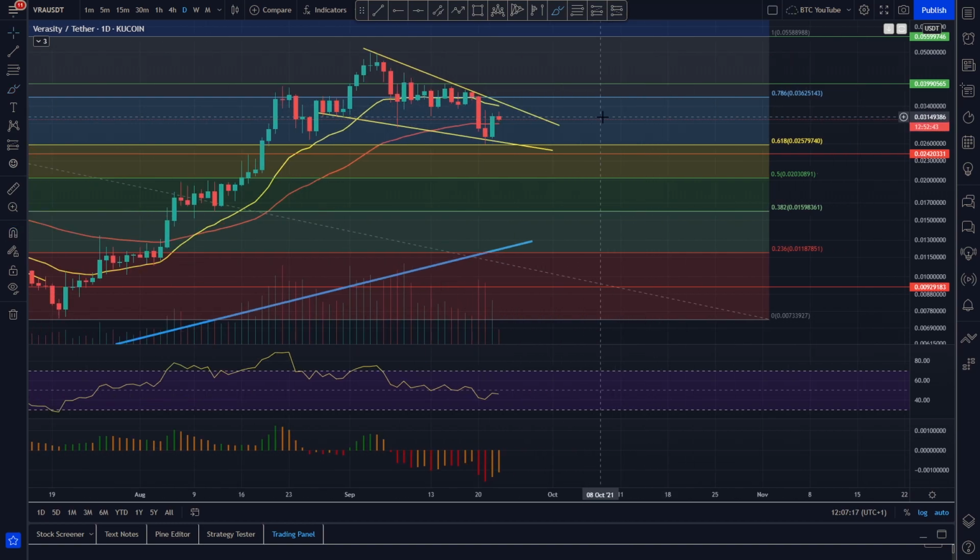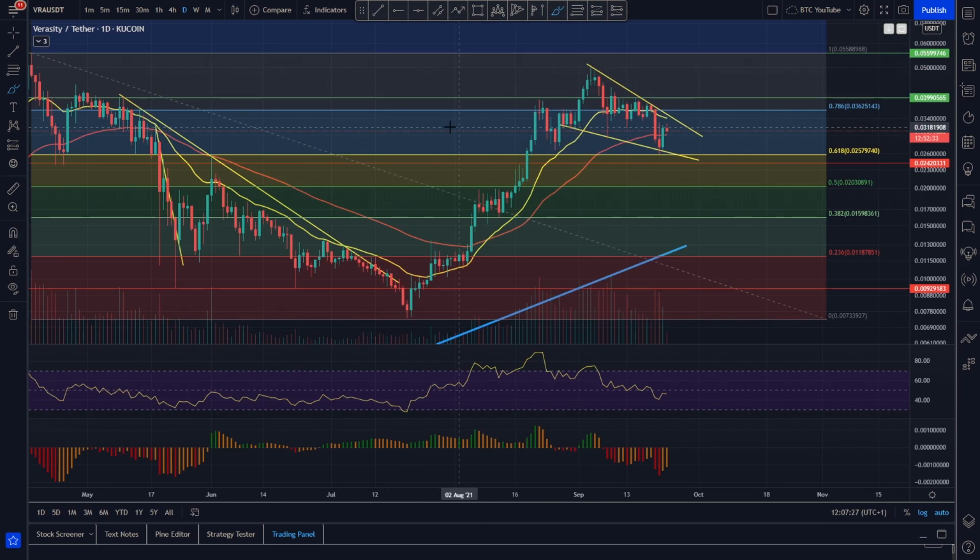And if we do start to get back up towards this, we've obviously reclaimed the 55, which is good to see. Get back up towards this 20 moving average. If we can break this and retest it, then obviously we're going to be very, very golden for continuation.